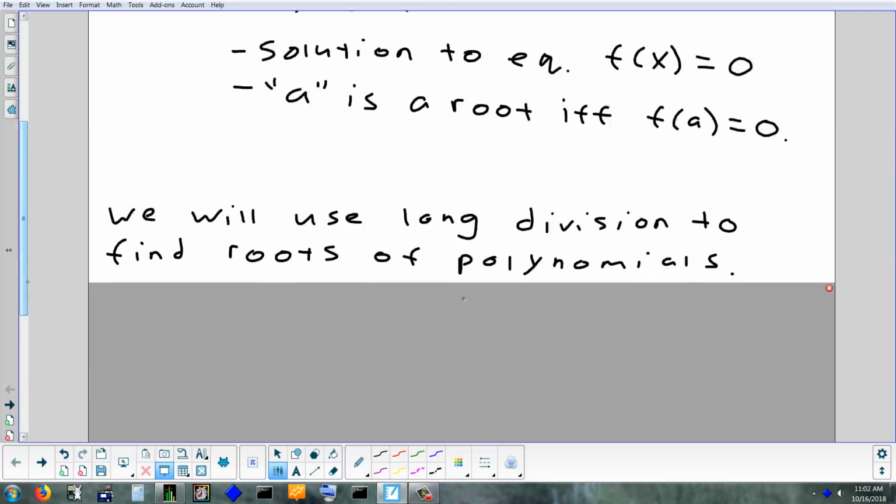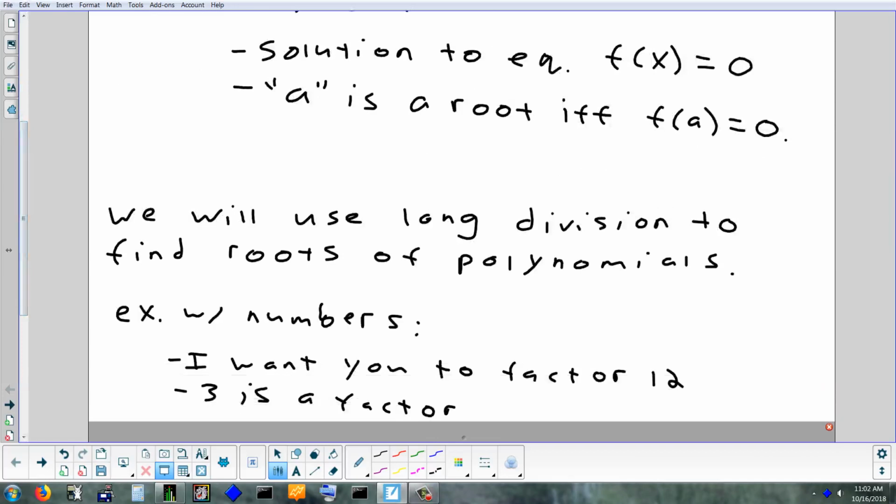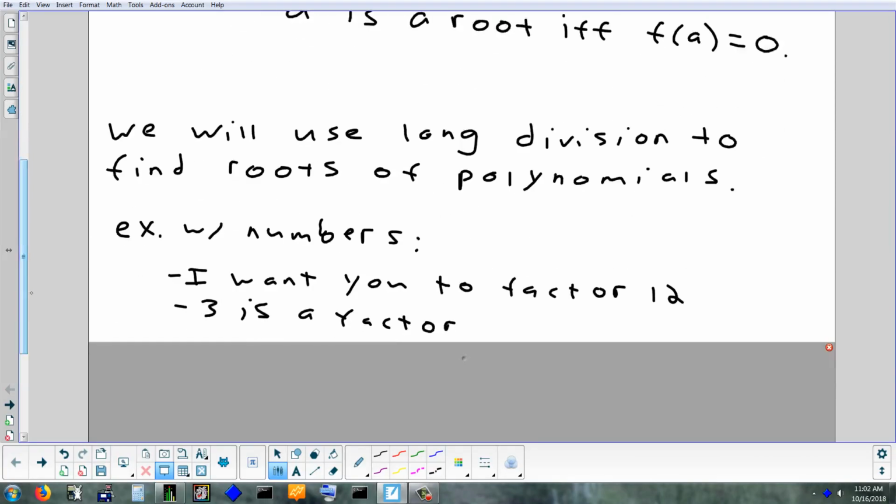All right. When we do long division with polynomials, I think it's easier if we first look at long division with regular numbers and see what we're going to do. Let's say I wanted you to factor the number 12. To factor 12 means to write it as something times something that gives you 12. I'm going to tell you that 3 is a factor, so I'm giving you one of the factors of 12, and I want you to find the other one. Well, it's obviously 4. We know 3 times 4 is 12.